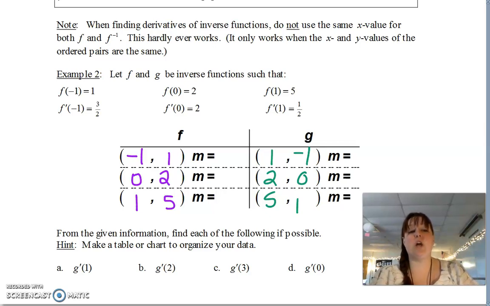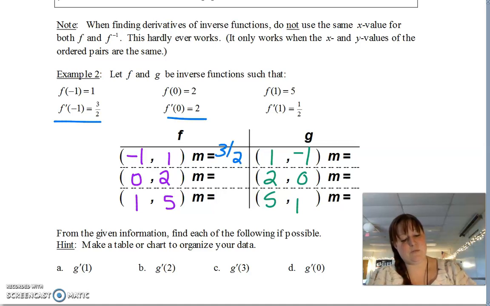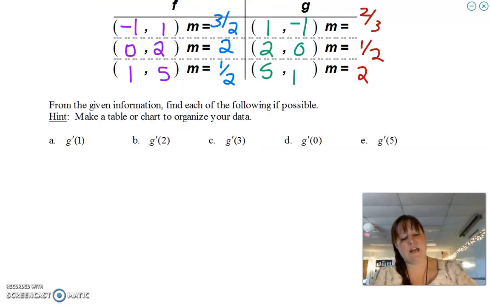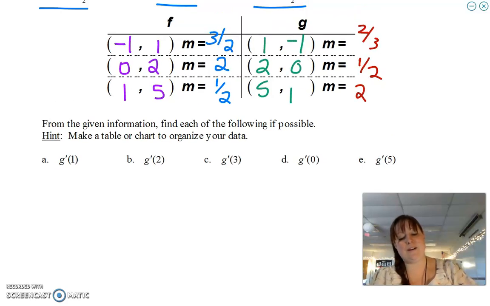Now, what do we know about the slope of the first point? It tells us right here it is 3/2. The slope of the second point is 2, and the slope of the third point is 1/2. So what do we know about the slopes of the inverse function? That would be 2/3, 1/2, and 2. So we just fill out the table. Sometimes it's not going to give you a table, you just have to make your own, but that's not too hard. It says, from the given information, find everything that you can, and make a table, but I already made one for you.